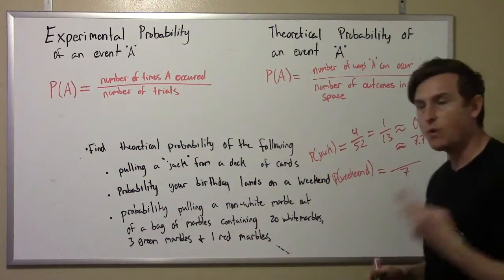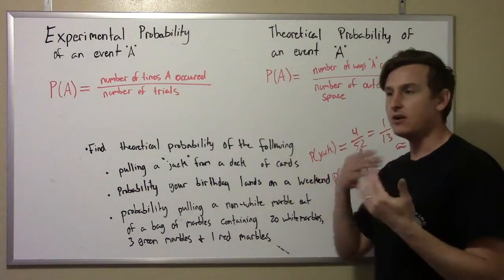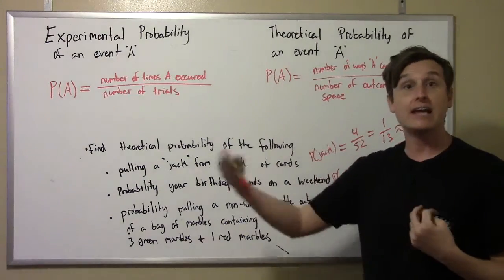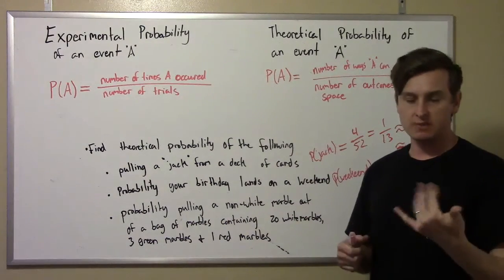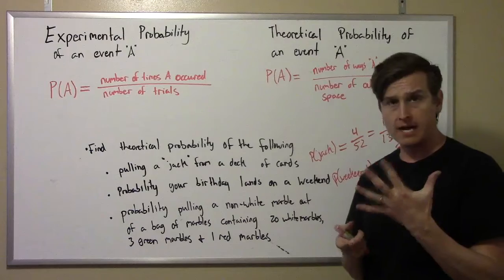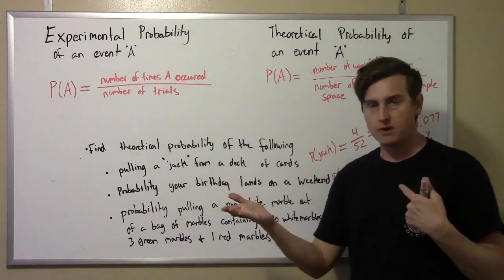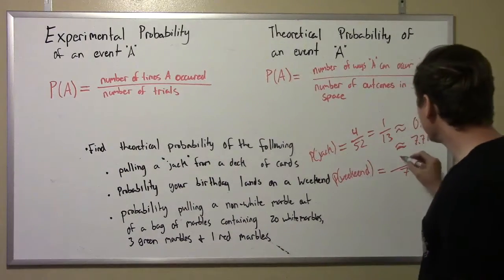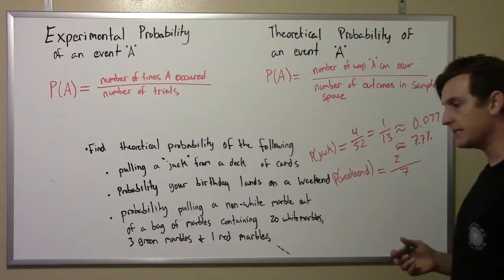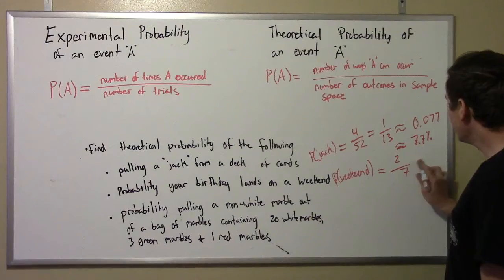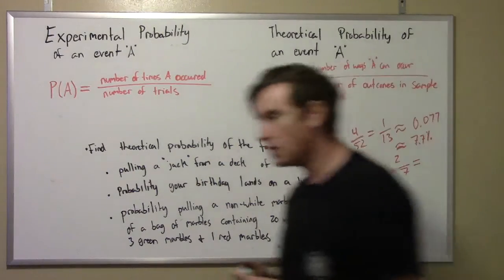Okay, how many different ways are there for your birthday to land on a weekend? Well, assuming that the weekdays are Monday through Friday, weekend then would be Saturday and Sunday. So there's 2 different ways to have your birthday fall on a weekend, either a Saturday or a Sunday. Okay, so 2 7ths, and it's simplified. We could turn that into a decimal or a percent.